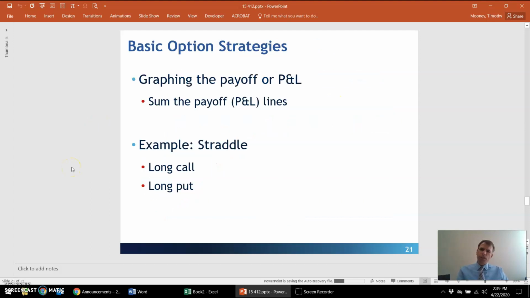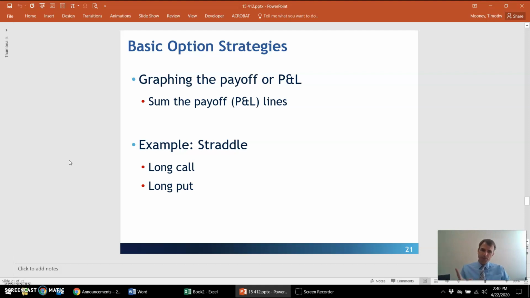So let's take a quick look at a basic option strategy. You can use options to create interesting payoff patterns, and layering different kinds of stock and option positions lets you also do some risk management. So we'll look at just one here. It's called a straddle. It consists of two positions.